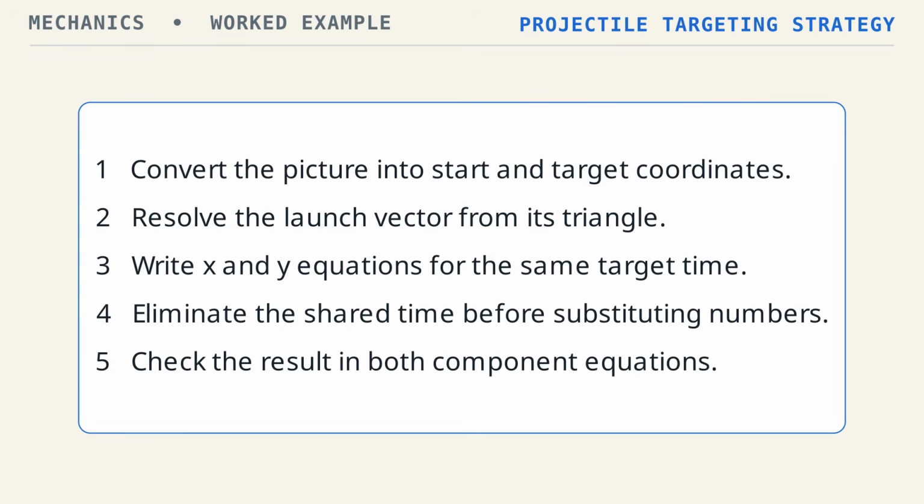The reusable projectile targeting strategy is to translate the picture into start and target coordinates, resolve the launch vector from its triangle, and write horizontal and vertical equations for the same target time. Eliminate that shared time before inserting numbers, then check the result in both component equations. This approach works when the target is above, below, or level with the launch point.